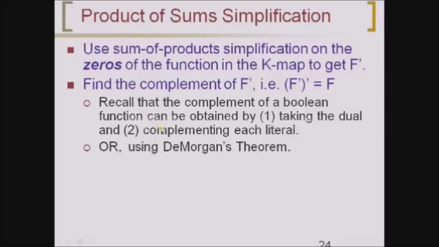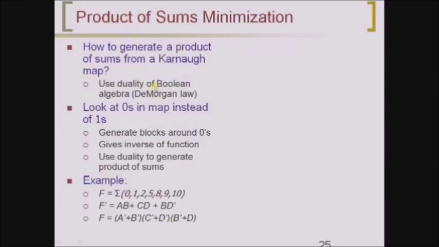So what we have to do is take the duality as well as complement each literal, or we have to use De Morgan's theorem. Let us take an example. How to generate a product of sums from a K map? Use duality of Boolean algebra or De Morgan's law. Look at zeros in the map instead of ones.